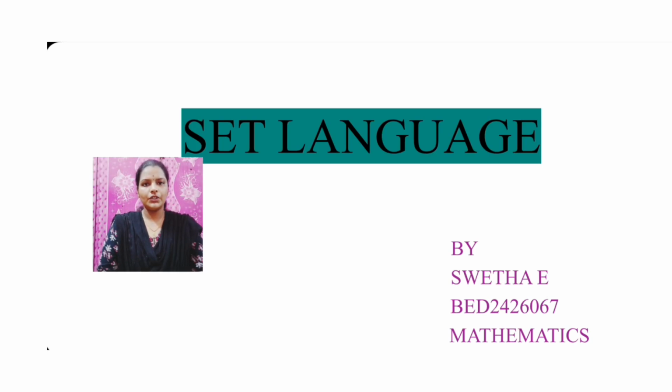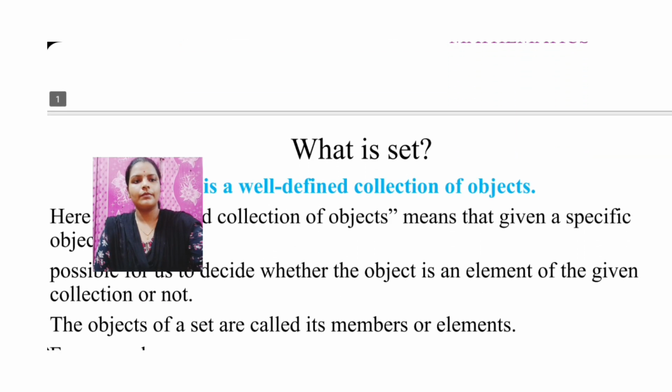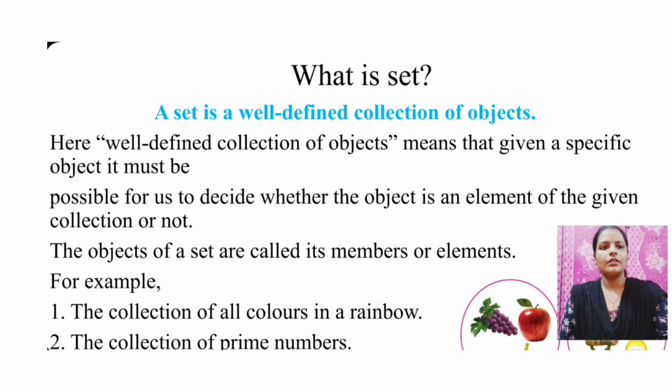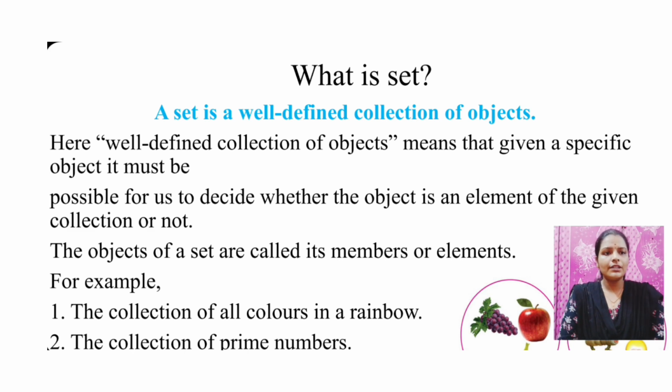Today we are going to learn set language. First of all, what is a set? A proper definition of a set is: a set is a well-defined collection of objects. A set is nothing but a group of things that are clearly listed or described. Well-defined means there is no confusion. We can say yes or no easily whether something belongs to the particular group.